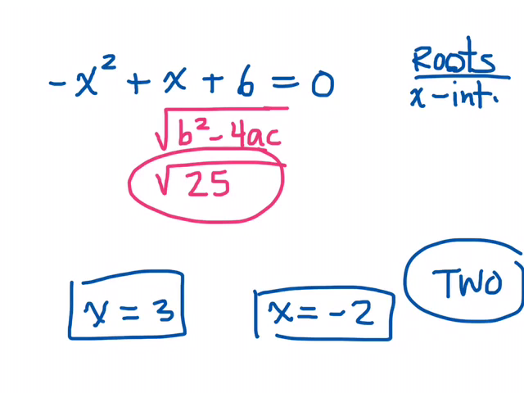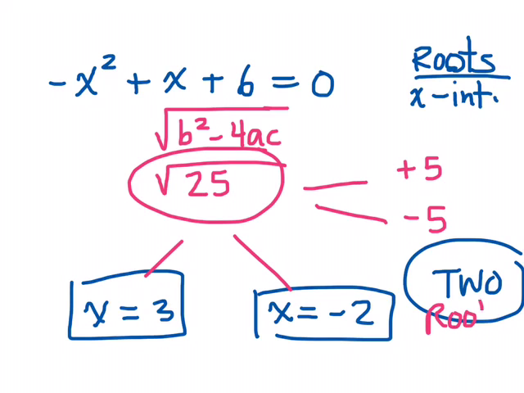If you're finding the square root of a positive number, how many solutions does it have? 2. So you found that the square root of 25 was positive 5 and -5. So you had to break this up into 2 answers, and you got 2 roots, right?